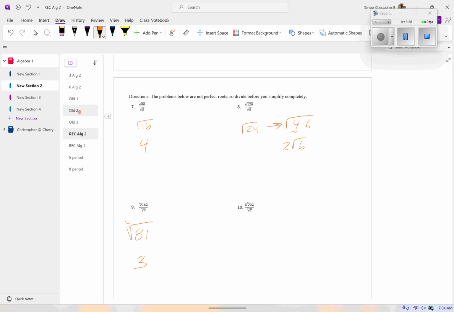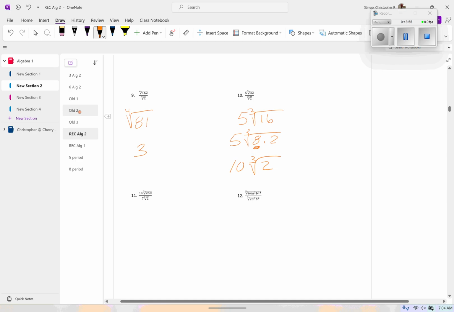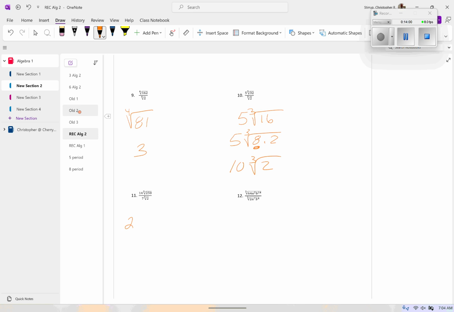This particular problem, the inside 2 goes in there, so I'm going to get 5. Third root, 2 goes into 32 16 times. Then I can break 16 down to 8 times 2. Third root of 8 is 2, times the outside 5 is 10, so 10 third root of 2. Reduce where you can. 7 goes into 14 twice. 2 goes into 250 125 times, so third root of 125. What's the third root of 125? It's just 5, and then 5 times the outside of 2 gives me 10.